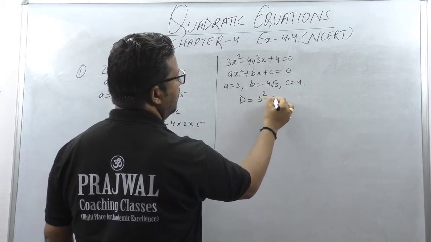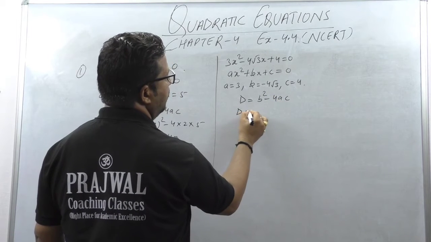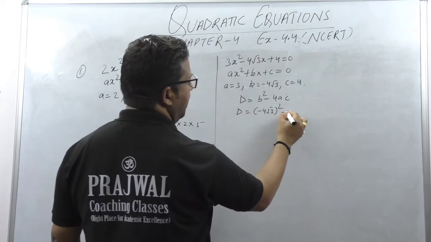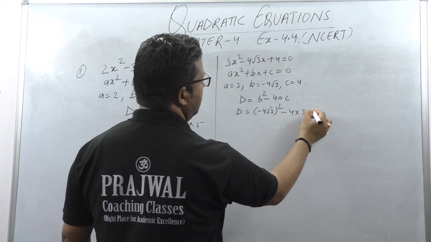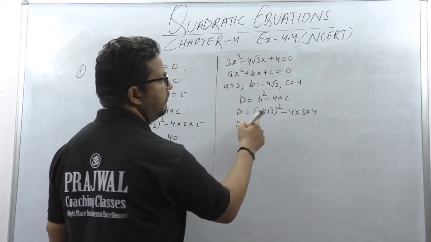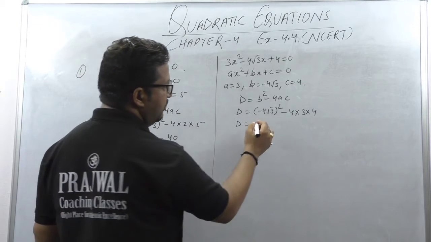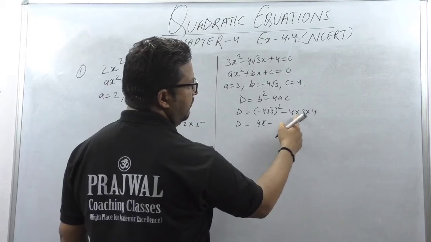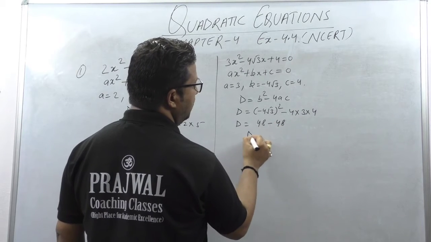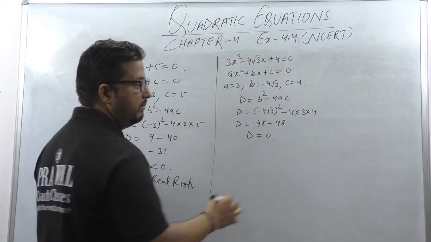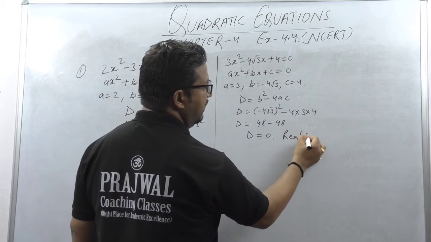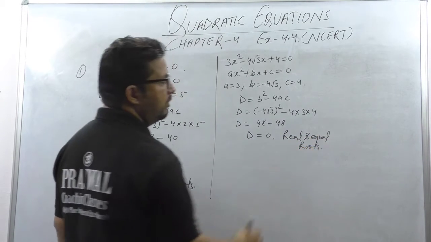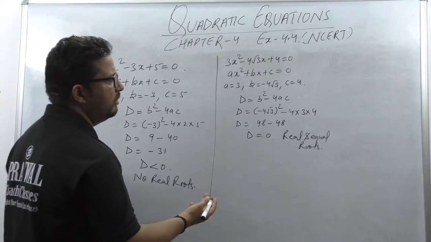The D formula is b² - 4ac. So if you calculate D, it is (-4√3)² - 4ac. The square of 4 is 16 and the square of √3 is 3, so it is 48, minus 4 times 3 times 4, which is 48. So here we are getting D equal to 0. When D equals 0, it means real and equal roots. And in the question, it is given to find them. So when the roots are real and equal, we can easily find them.